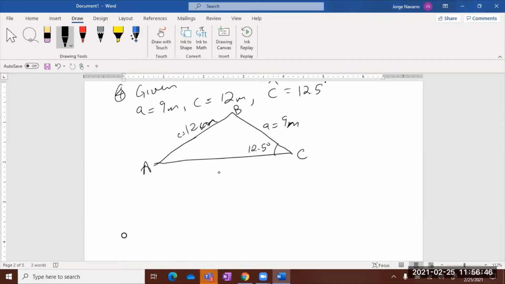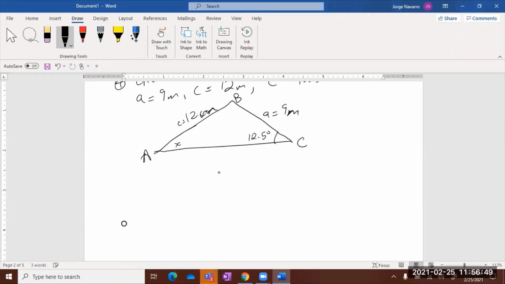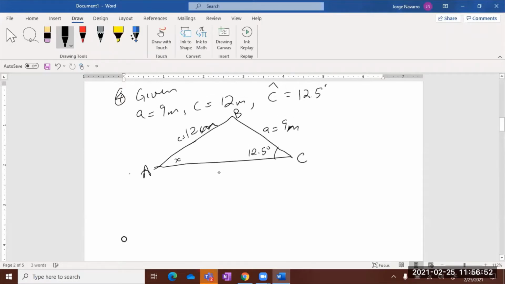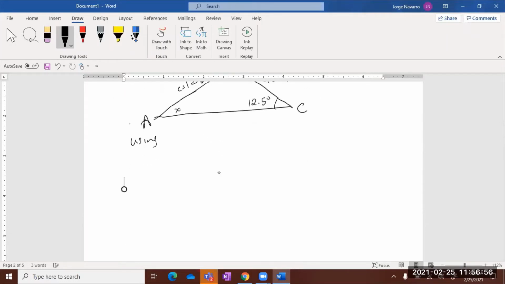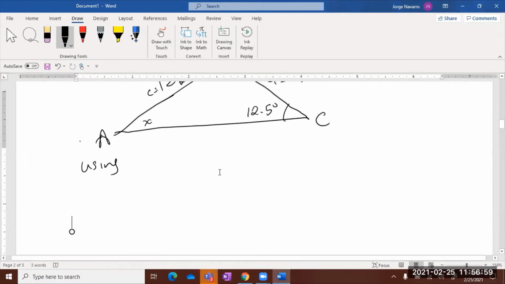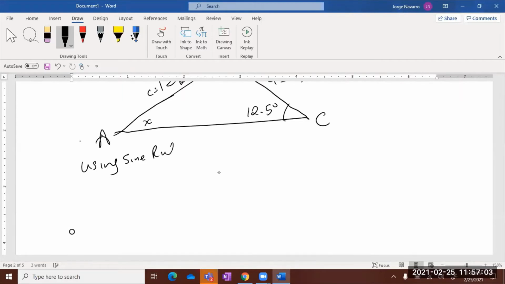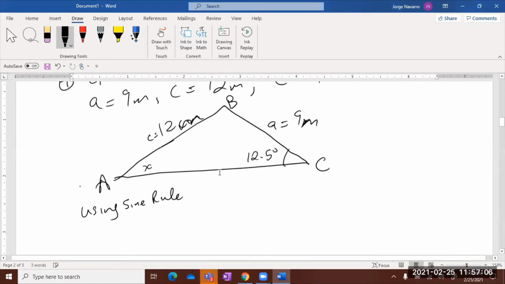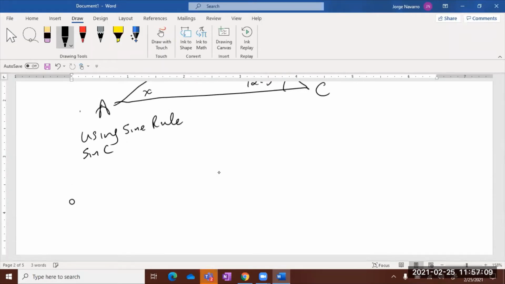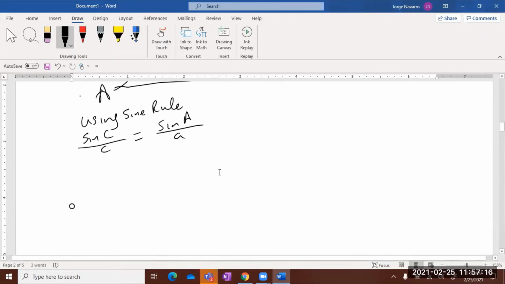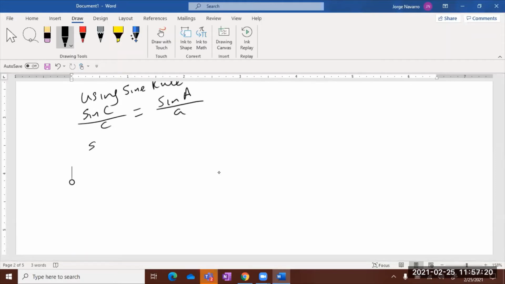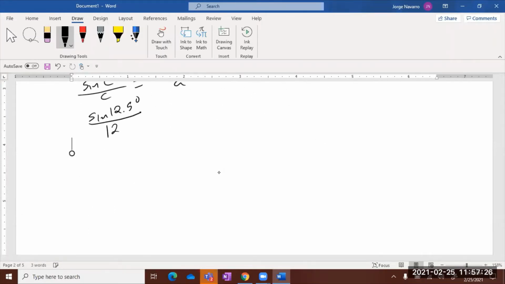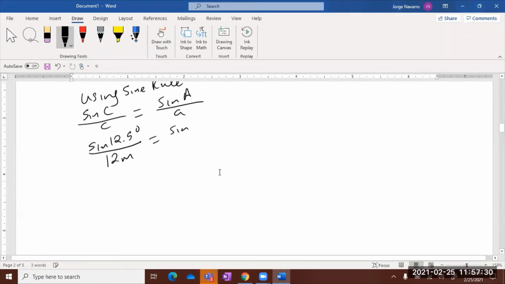So the first thing I want is this right here, X, okay? Since I want X, I will say, okay, using, let me make this bigger. Using sine rule, I am looking for an angle and I have C. So I'll say sine of C over C equals sine of A over A. And I'll put in my values. So sine of 12.5 over 12 meters equals sine of A, which I do not know, over 9 meters.